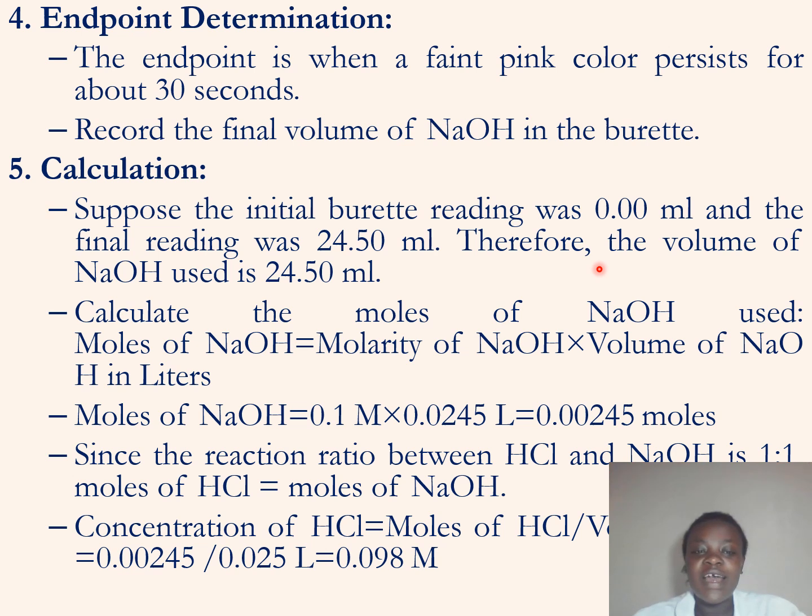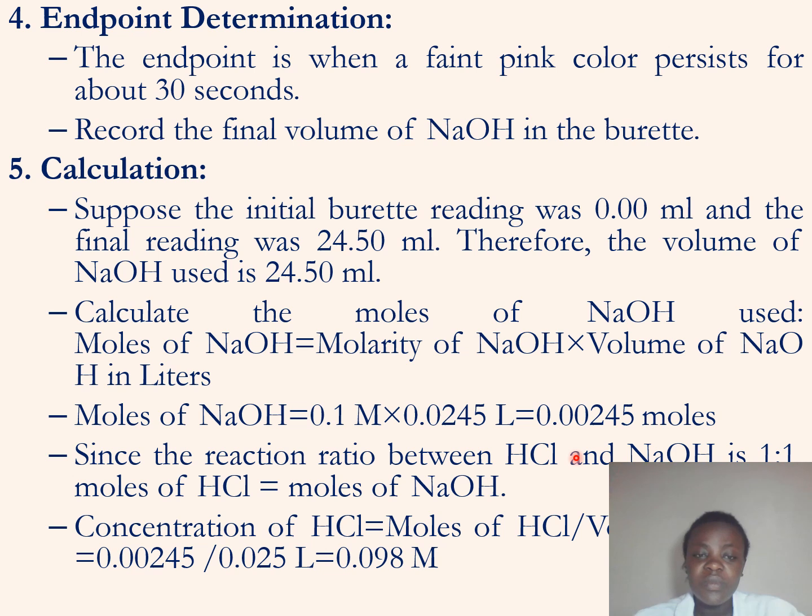So the average volume used was 24.50. Now, I can calculate the number of moles of sodium hydroxide used using the formula: number of moles is equal to molarity times volume in liters. My molarity of sodium hydroxide was 0.1 and the volume used is 24.5. Then convert it to liters, divide by 1000. So this will give me 0.00245 moles.